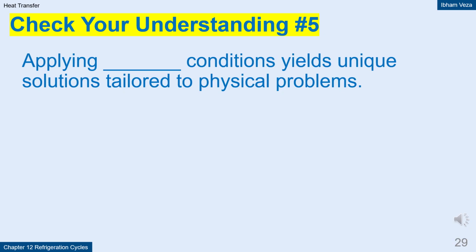The answer is boundary, because applying boundary conditions allows us to find the specific solution that fits the physical situation being modeled. This check reinforces the idea that without boundary conditions, differential equations have infinite general solutions, but when boundaries are applied, we can solve for unique, physically relevant results.